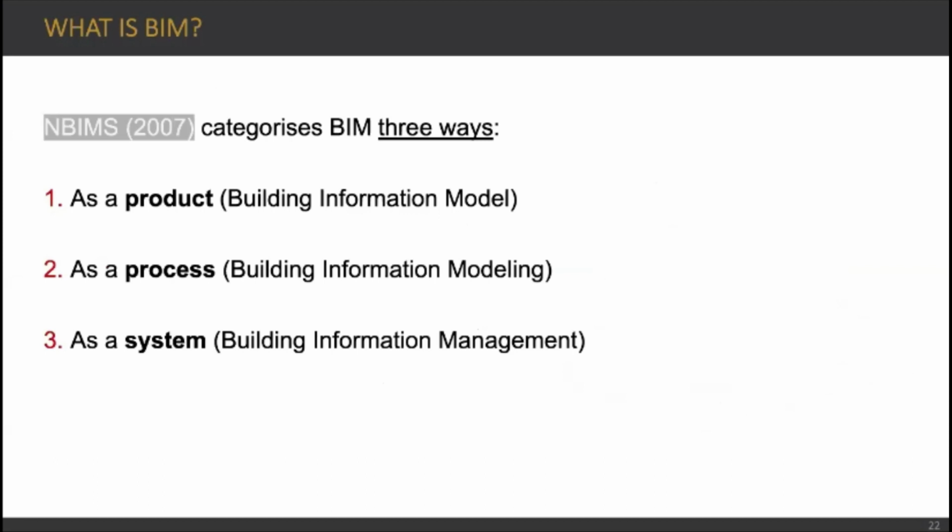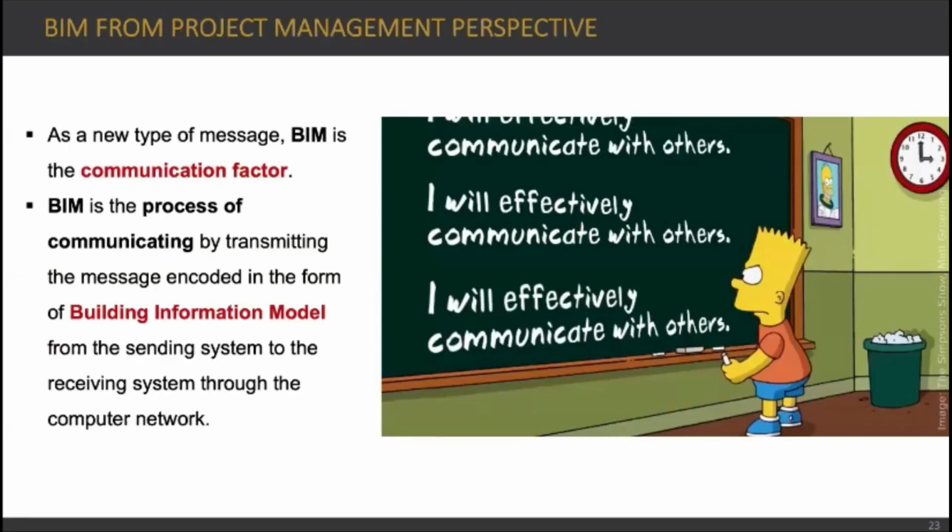And NBIMS categorizes BIM three ways. As a product, in this case, it is the building information model. As a process, in this case, it is building information modeling. And as a system, this time we mention it as building information management. And from the project management perspective, BIM is a new type of message. It is the communication factor, the process of communicating by transmitting the message encoded in the form of a building information model from the sending system to the receiving system through the computer network.